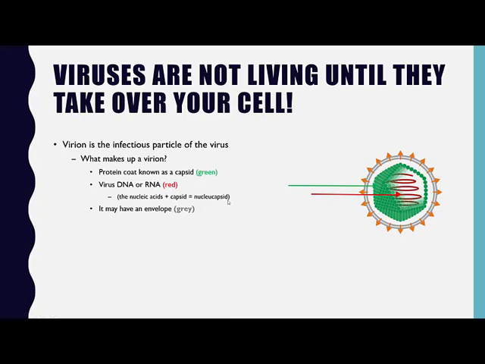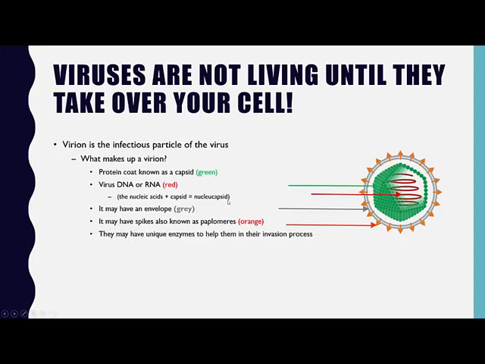Some viruses have an envelope made of a phospholipid bilayer. Here it is in gray. Some viruses have little spikes in orange. This allows them to attach to host cells. It's like landing gear. We call these little spikes papillomeres. Some viruses have unique enzymes that help them in their invasion process. Again, viruses, at least the virion part, do not metabolize, move, or grow. They are assembled inside of a host cell, inside of you.